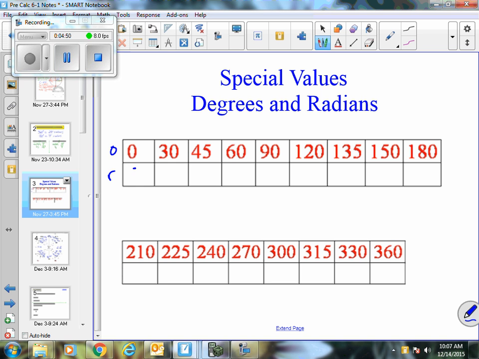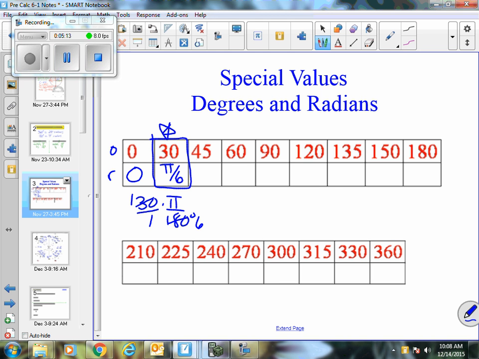So 0 degrees, that's going to be 0 radians. You haven't moved. The arc length would be nothing. When you do 30, we're going to multiply by pi over 180, and we're going to reduce that fraction. I want it in terms of pi. So 30 divides into 180 6 times, so that would be equivalent to pi over 6 radians. So this special value reference angle, 30 degrees, is equivalent to pi over 6.